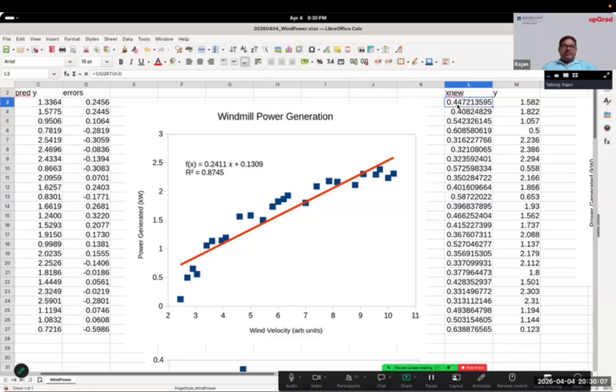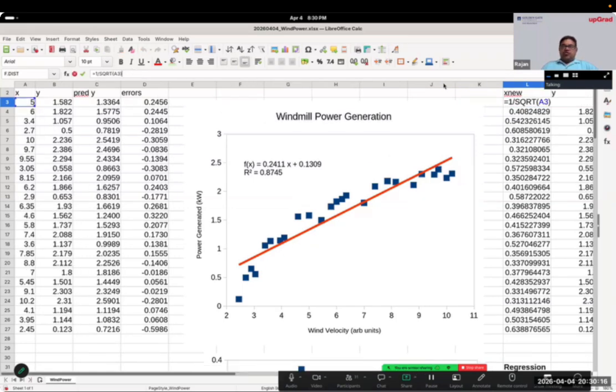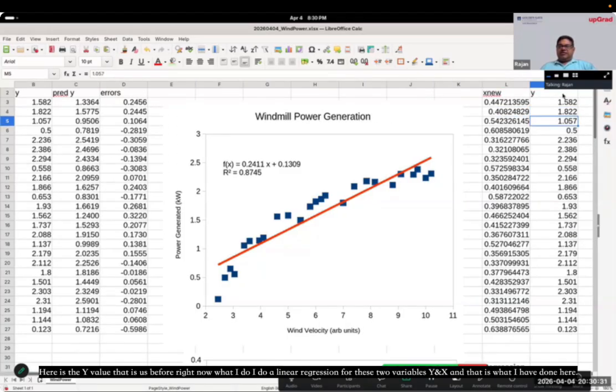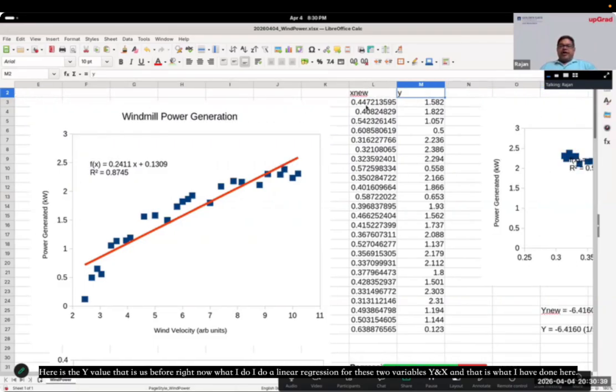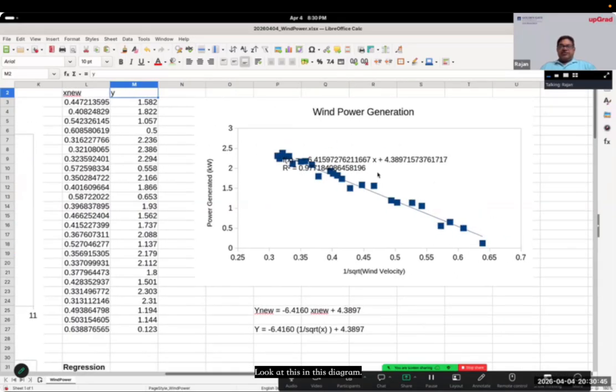What is the new variable? You can see the cost function is minimized. I'm using 1 over square root of x. So this is a non-linear function of the original x. Y hat is equal to beta naught plus beta 1 and so on. And here's the y value. And then we have the cost function, that's the sum of squared errors. Now what I do is a linear regression for these variables, beta naught, beta 1, etc., where y hat is the logarithm of odds. Look at this diagram. Can we use the sum of squared errors?